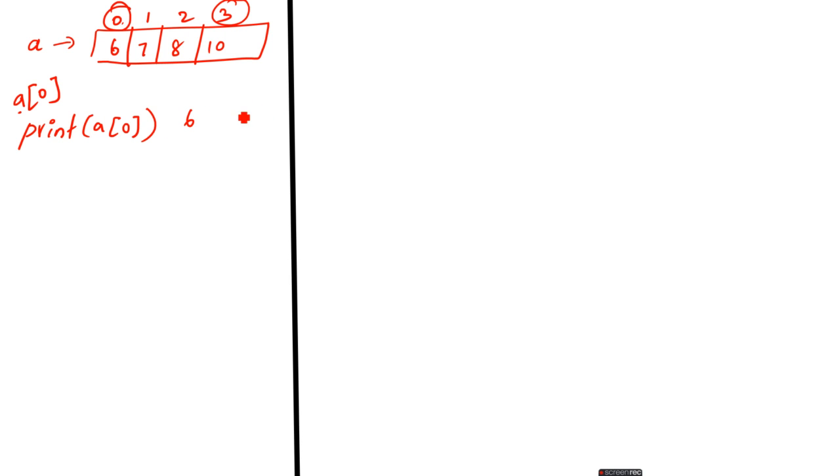If there are 100 elements, we have to write print a of 0 to a of 100. That is a bit complicated. So we have to use the loop again. Either you can use a for loop or you can use a while loop. Here I am using a while loop.